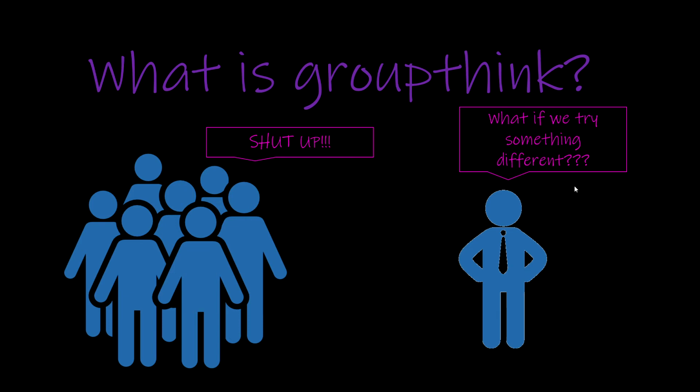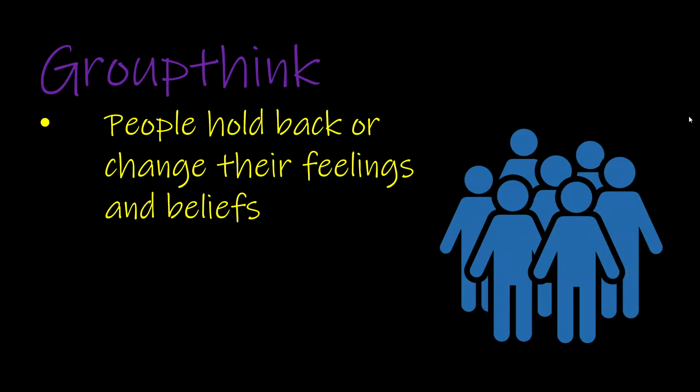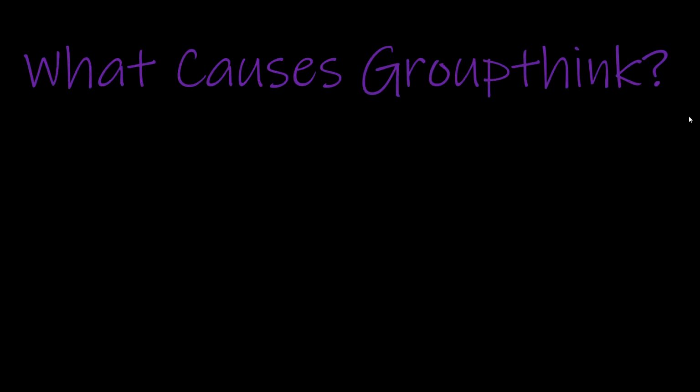Well, what's going to happen moving forward is that when that group tries to solve problems, this person over here on the right is going to be very, very resistant to put out new ideas. If they do put out an idea, it's going to be something that conforms more to what this group would typically do. Okay, and that right there is an example of what we would call groupthink, which is a situation where people tend to hold back their feelings or change their feelings and beliefs based upon what the group around them desires.